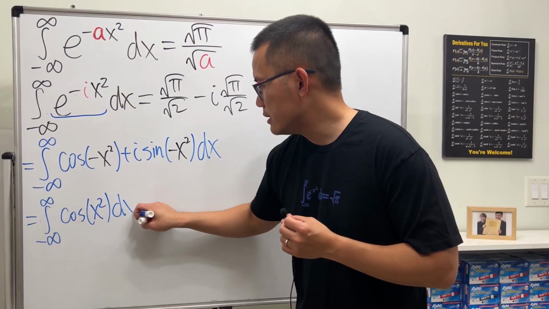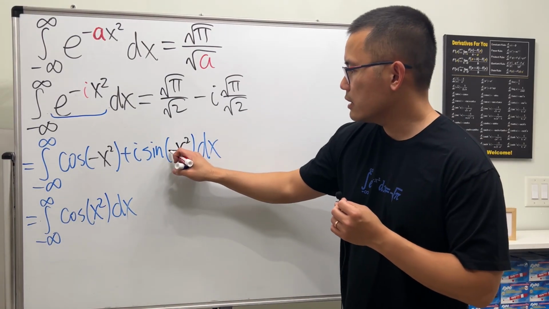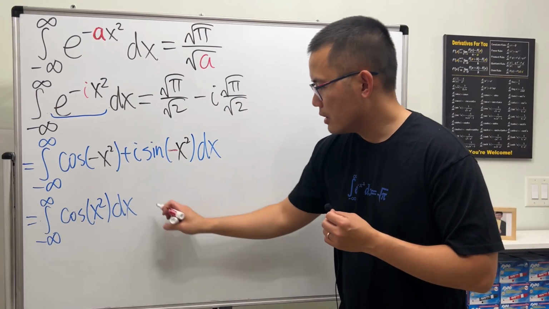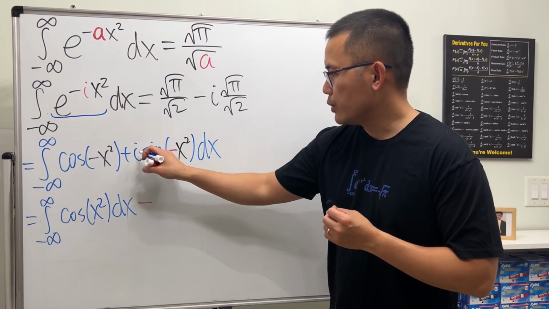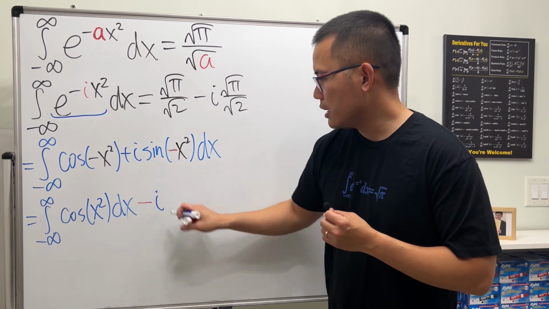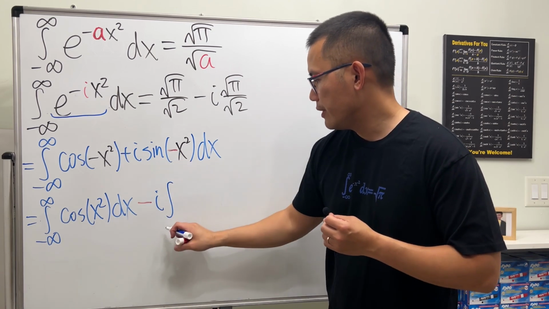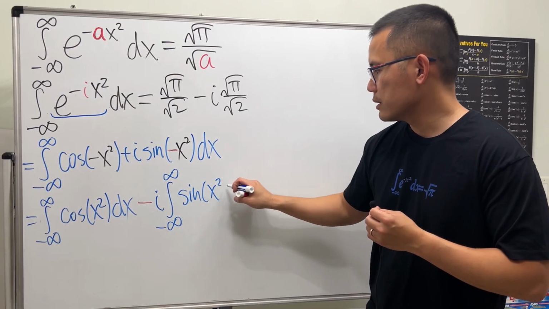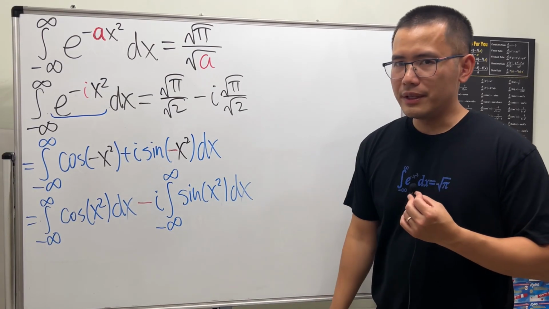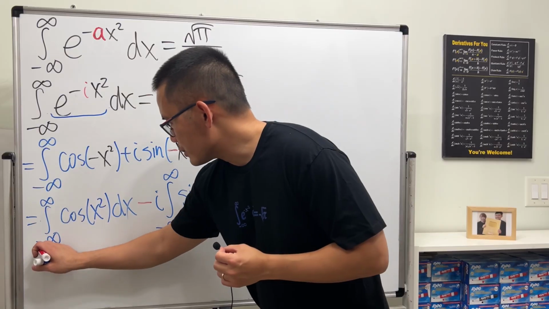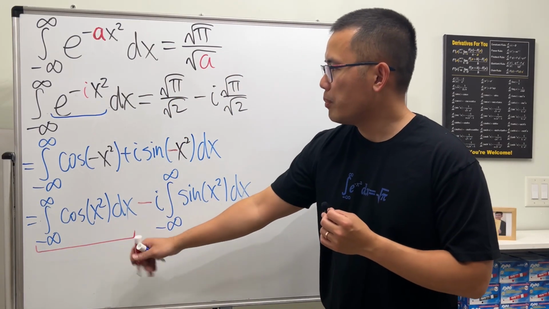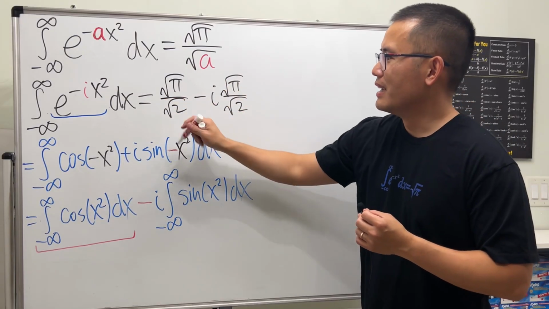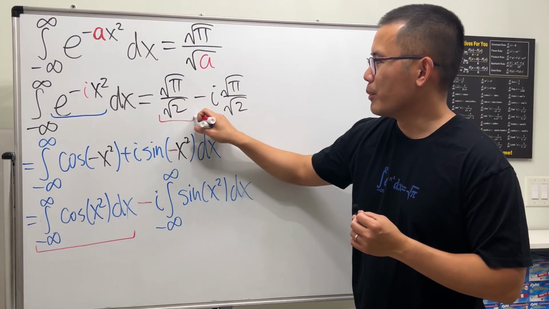And I'm going to close this integral. And for sine, it's an odd function, meaning we can take the negative on the outside. I'll put it right here. And then we have a constant i. Let me keep it here. And the integral, negative infinity to infinity, sine of x squared. Now, ladies and gentlemen, this right here, it's the real part of this integral. And then the result for that integral is this, and this is the real part.